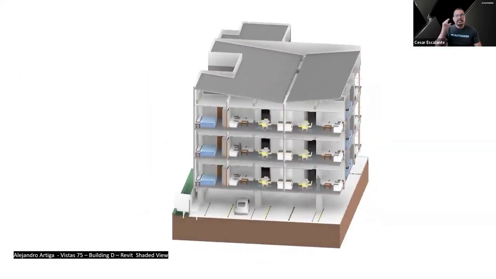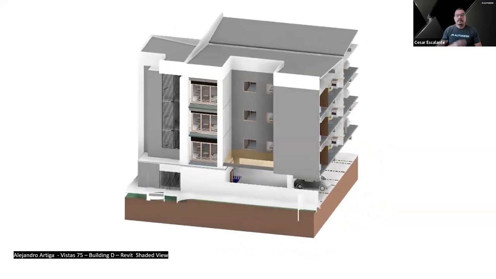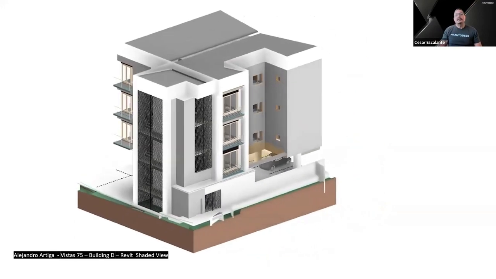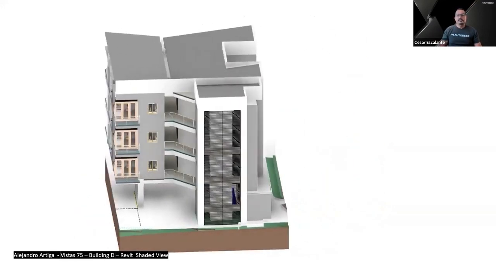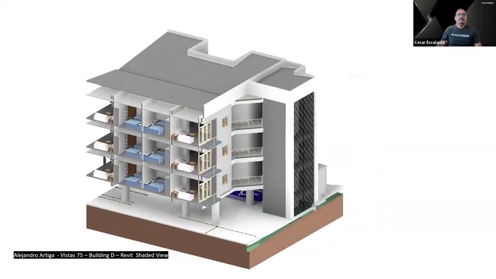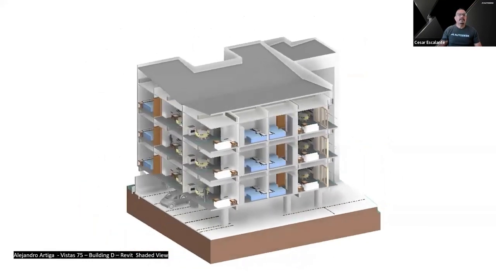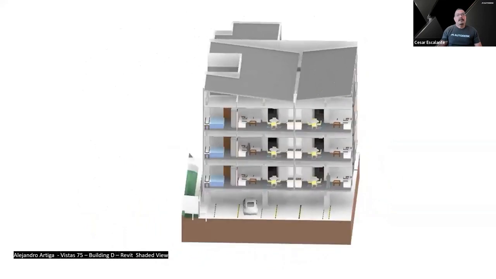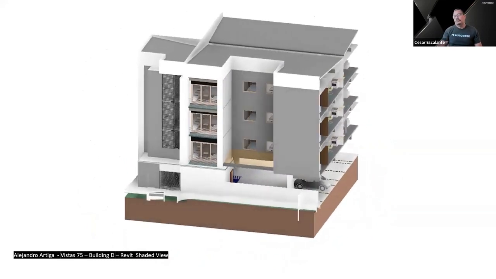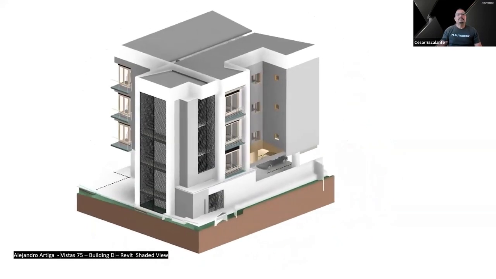Here is an example of a shaded crop view in Revit used as a simple and effective visualization technique to facilitate internal coordination review. This is a crop shaded view of one of the towers in Vistas75, which allows you to detect design issues before the construction starts.